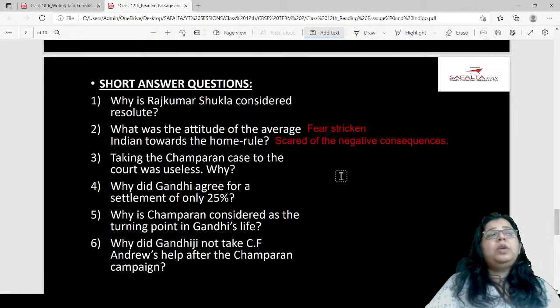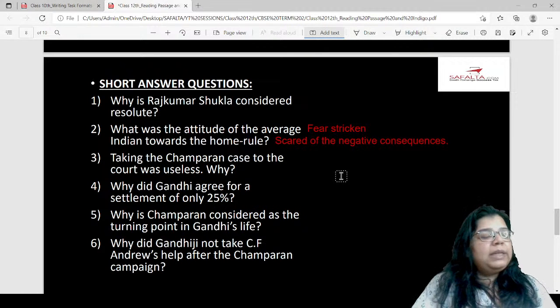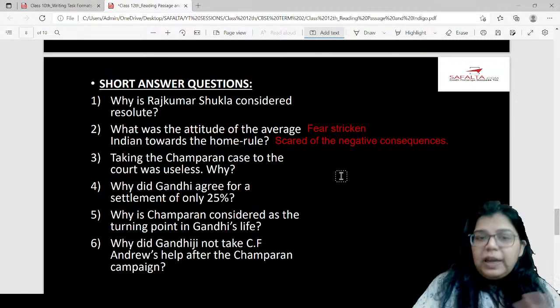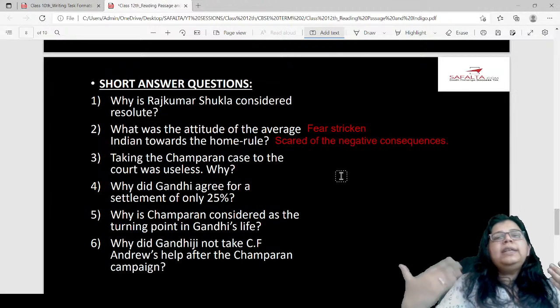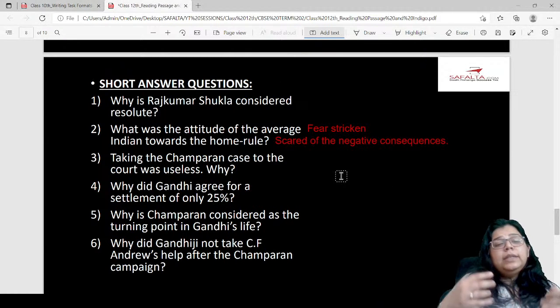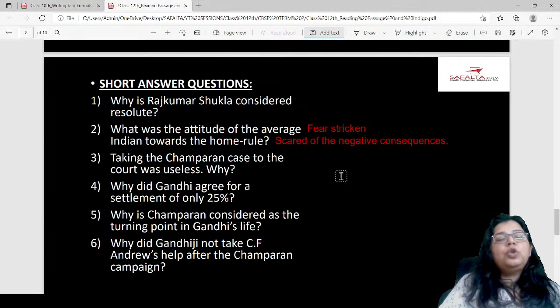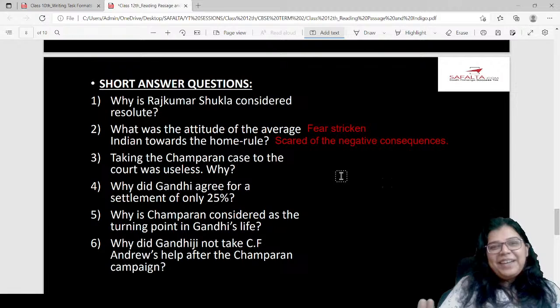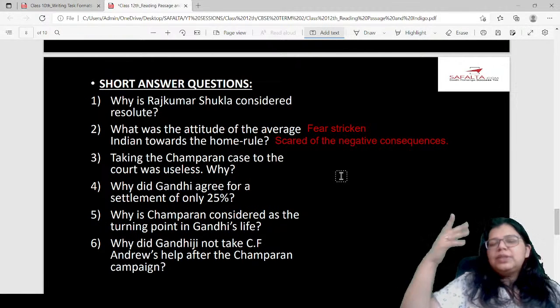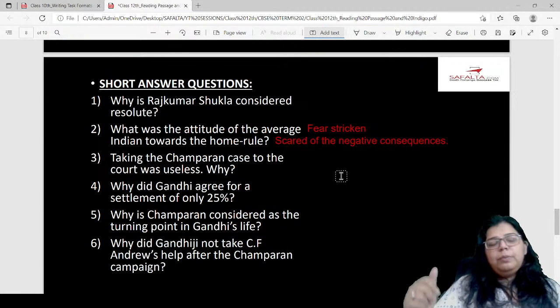Also, if somebody from the British community would have helped them, then it brings out that impression that they won because of this gentleman, C.F. Andrews. And second, because of this impression, the Indians would not have become self-reliant, right? Because they would have felt that somebody from the British can take care of it. So that is the reason why he did not take help of C.F. Andrews.